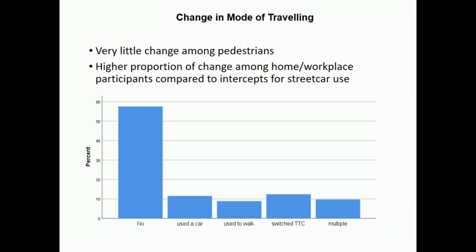But change in mode of travel: very little change among pedestrians. There is a higher proportion of change among home and workplace participants compared to intercepts for streetcar use. We see an equal distribution of change of mode. Around 10% of people used to drive a car and now use the streetcar, or used to walk and now use the streetcar, which may be related to the responses we got from the previous question I showed you. And also some switched to the TTC, which is a further question that we didn't put in this presentation, but we know that there is a high proportion of people that changed from using the Queen Street streetcar to the King Street streetcar.